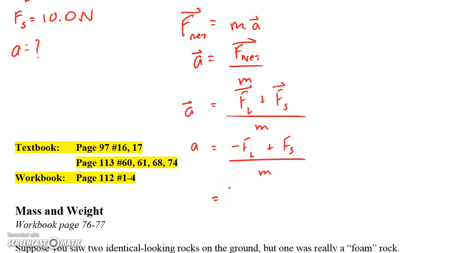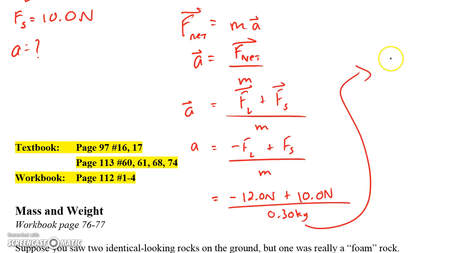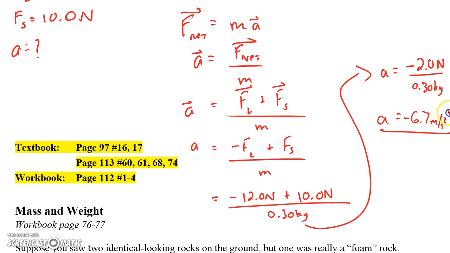Now we plug in our numbers. So we got minus, and Lisa's 12.0 newtons, plus Sarah, so that's 10.0 newtons, all over the mass of the dog, which is 0.30 kilograms. And that gives us that the acceleration is negative 2.0 newtons over 0.30 kilograms, which, putting that in your calculator, is negative 6.7 meters per second squared. There we go. That's it.